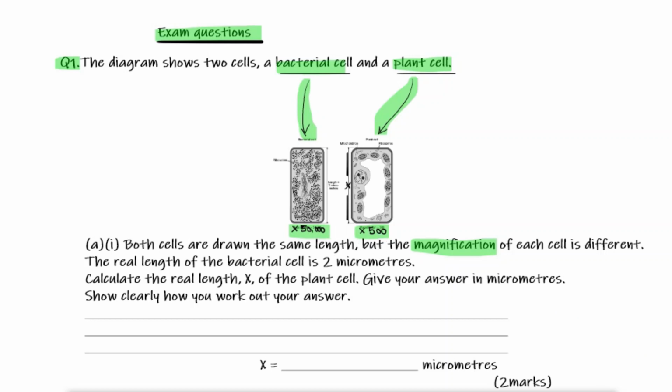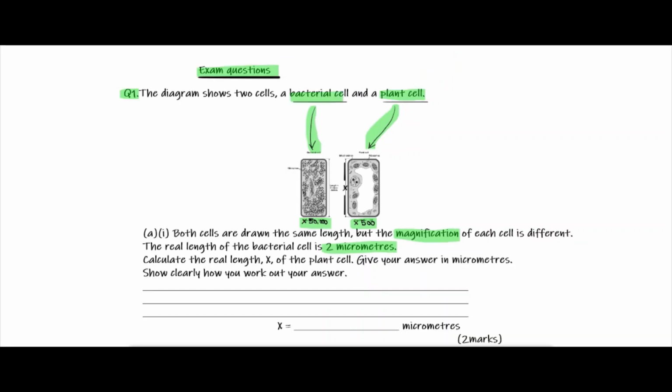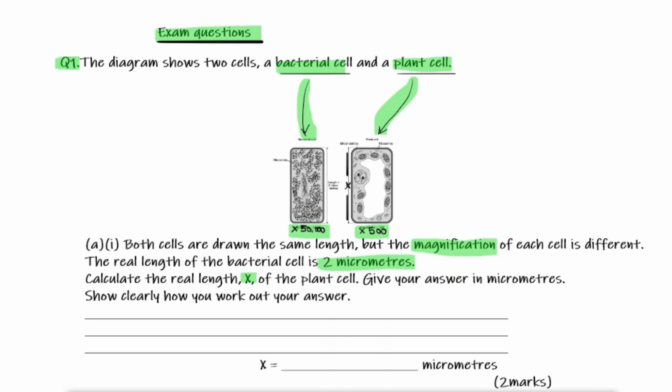The question tells us that both cells are drawn at the same length, but the magnification of each cell is different. The real length of the bacterial cell is 2 micrometers. Calculate the real length of X of the plant cell. Give your answer in micrometers. So this is quite a tricky question.